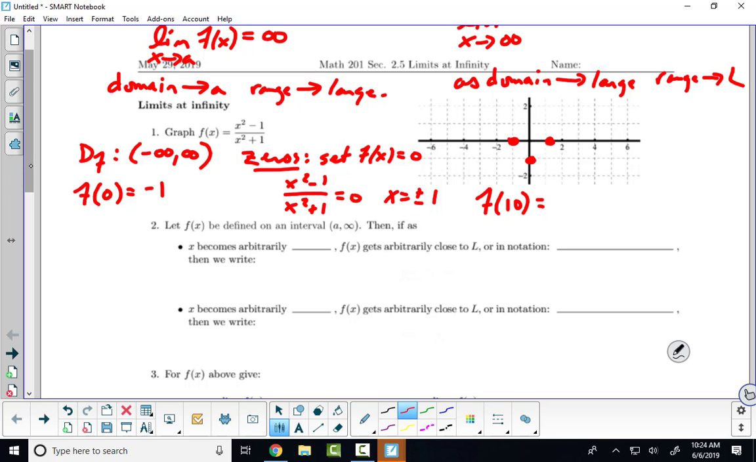99/101. Yeah, if we plug in 10, we square it, we get 100. Minus 1, we get 99. If we plug in 10 into the denominator, square it, we get 100. Plus 1, that's all over 101. How are we doing, folks?